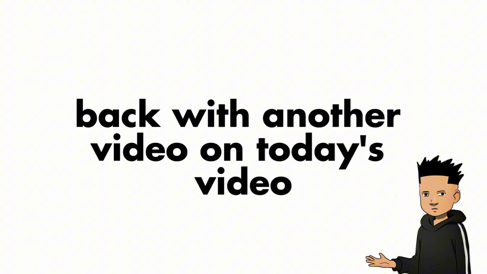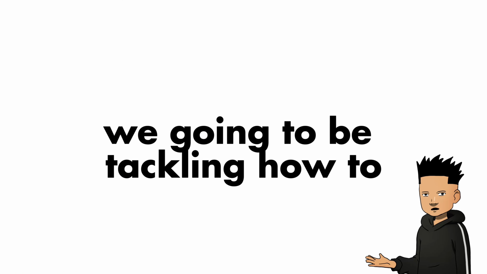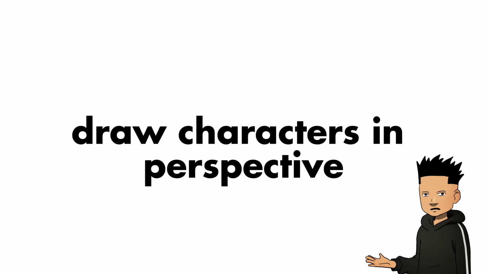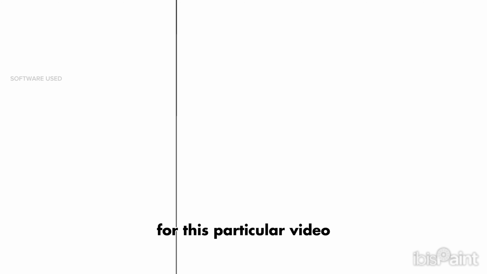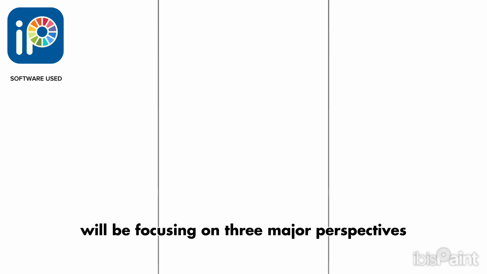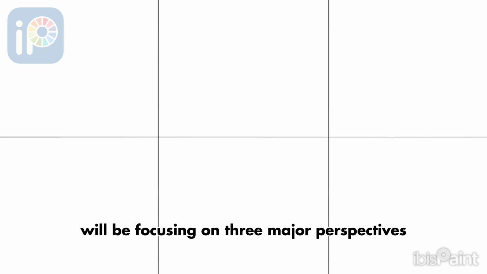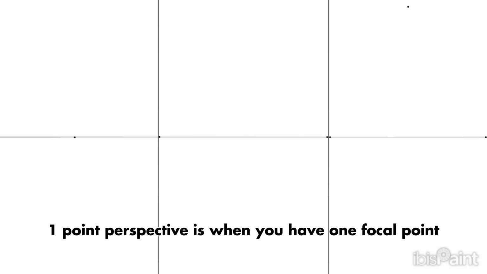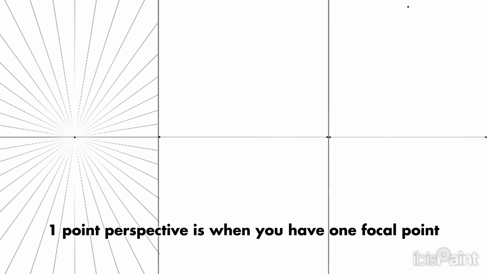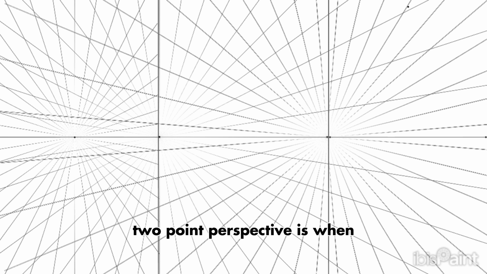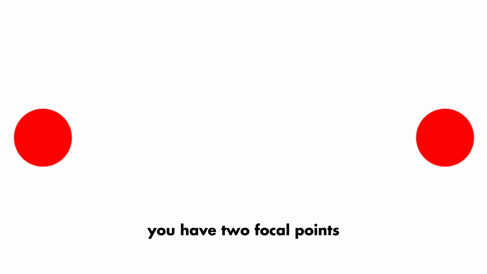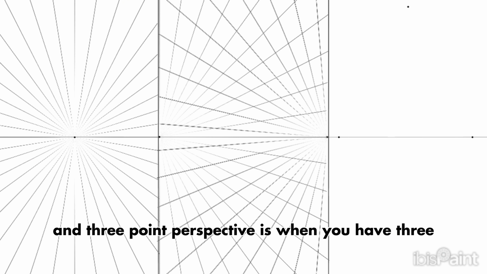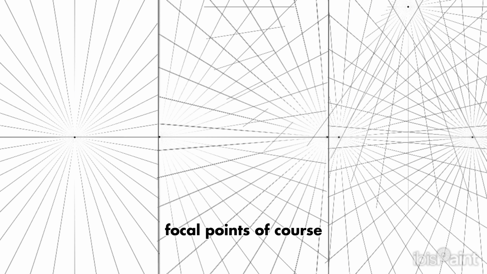On today's video we're going to be tackling how to draw characters in perspective. For this particular video we'll be focusing on three major perspectives: 1-point perspective, 2-point perspective, and 3-point perspective. 1-point perspective is when you have one focal point. 2-point perspective is when you have two focal points, and 3-point perspective is when you have three focal points.